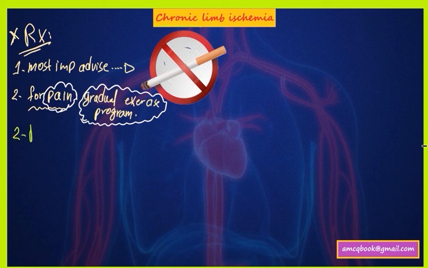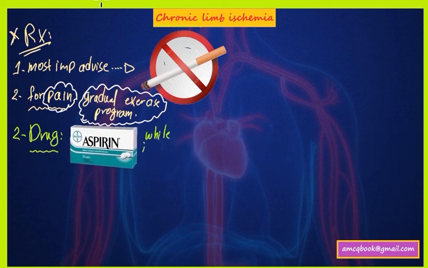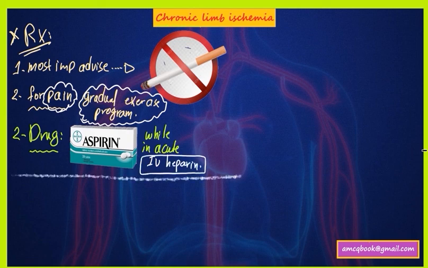Finally, the drug of choice in chronic limb ischemia is aspirin, while in acute limb ischemia, the drug of choice is IV heparin.